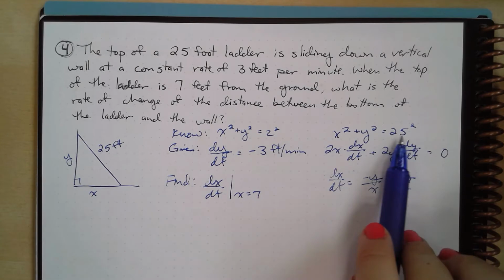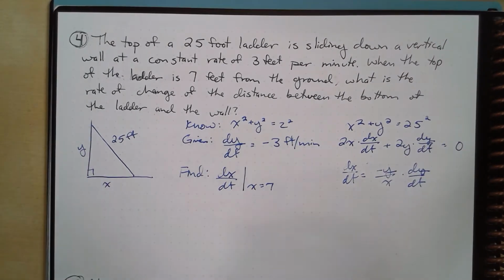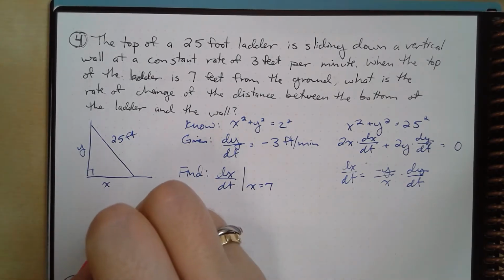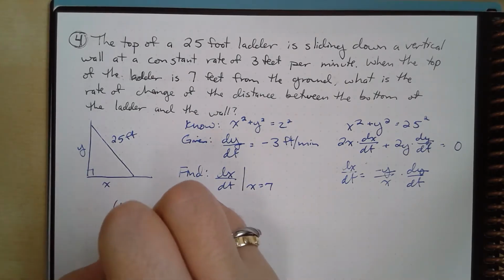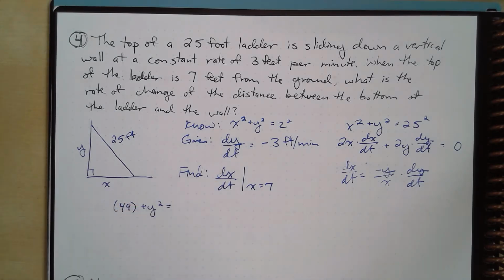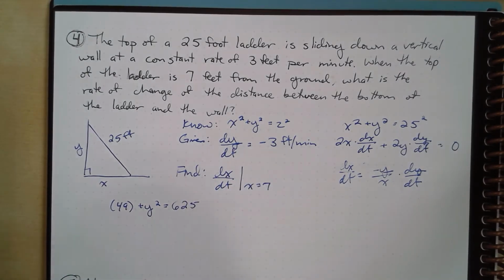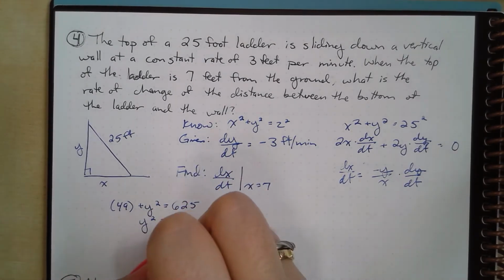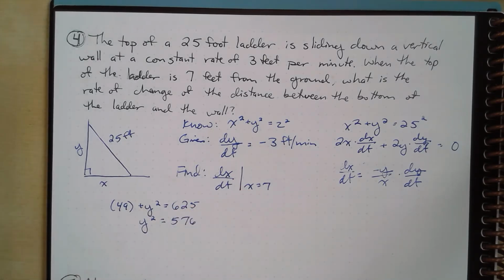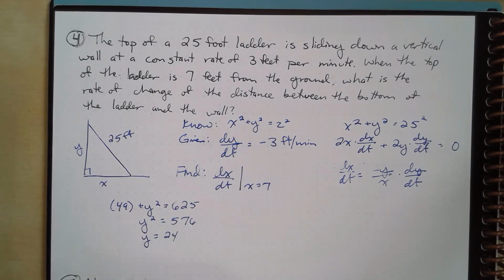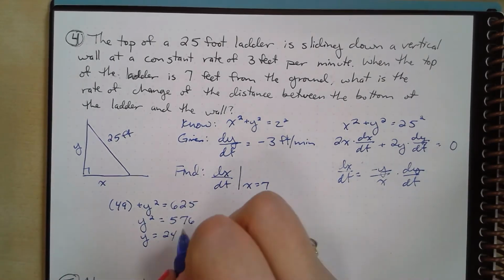So we're going to use the original formula. Hopefully you can still see here. So I'm going to have x squared, so 49 plus y squared is equal to 25 squared, which is, I really should have this memorized, 625. So minus 49, y squared is equal to 576. The square root of that is y equals 24. So now I have that y is equal to 24 feet.